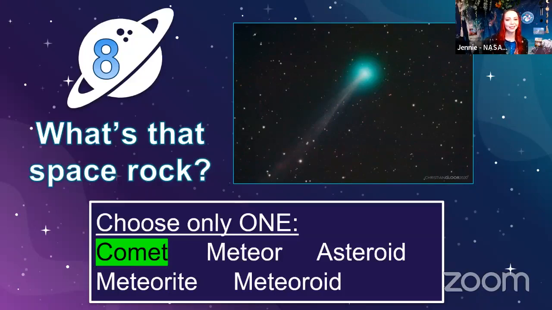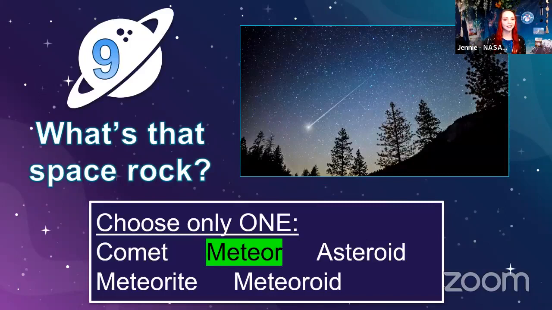All right, let's take a look at number 9. Number 9 was another meteor. So mark whether you got this one correct. This one looks a little bit like a comet, so it is okay if you guessed comet.